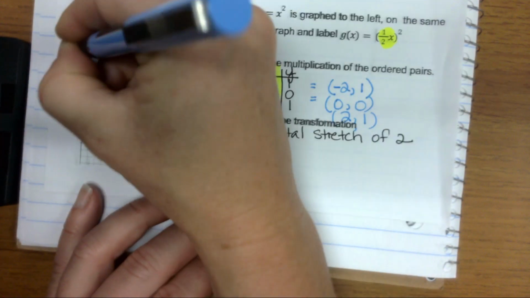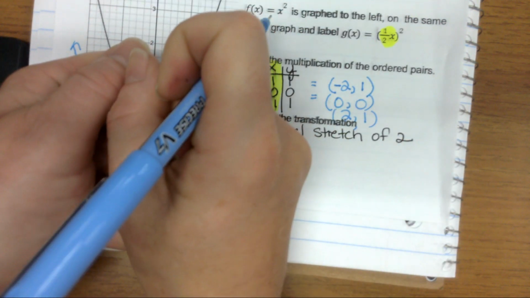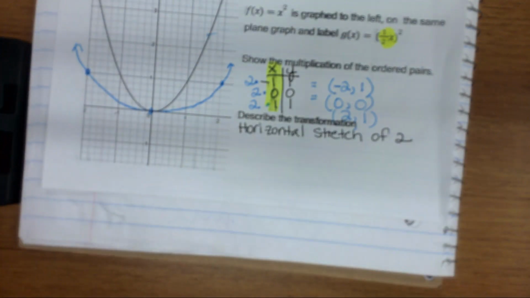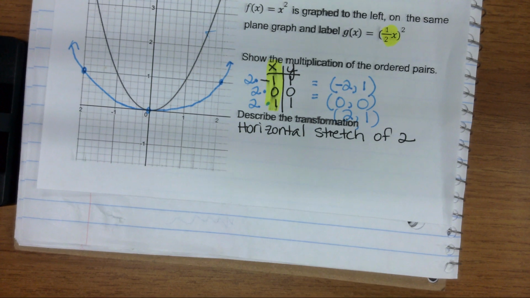Hopefully you can see, kind of think of this graph as pulling, okay, horizontally. It's stretching it away from the y-axis by a factor of 2. Can you guys see that? Do you think you could do it on your own?